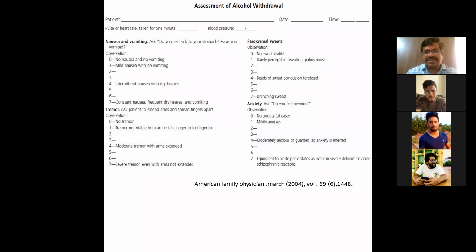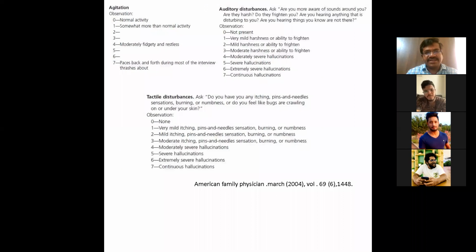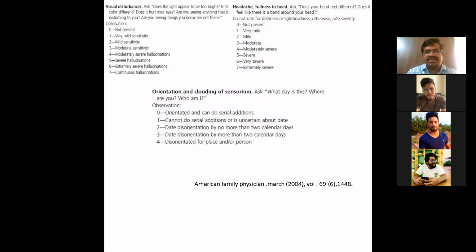And paroxysmal sweats and anxiety, and other things like agitation, auditory disturbances, and tactile disturbances. In this they give each item points. So you see what qualifies as the clinical manifestation in that patient, keep the points accordingly, and total them at the end and see how much it comes to. And visual disturbance, headache, orientation, and clouding of sensorium. I'll not go into detail on this. This is also a scale used for assessment.